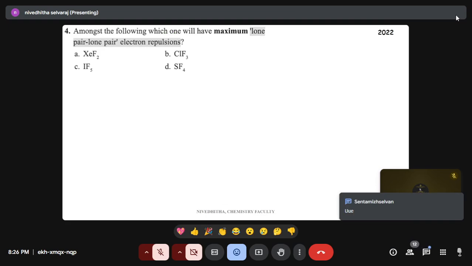Among the following, which one will have maximum lone pair repulsion? So first we have to find the hybridization of the central atom and the structure, and then find which structure has more lone pair repulsion. First we'll start with XeF2. Could you please tell me the hybridization of xenon?